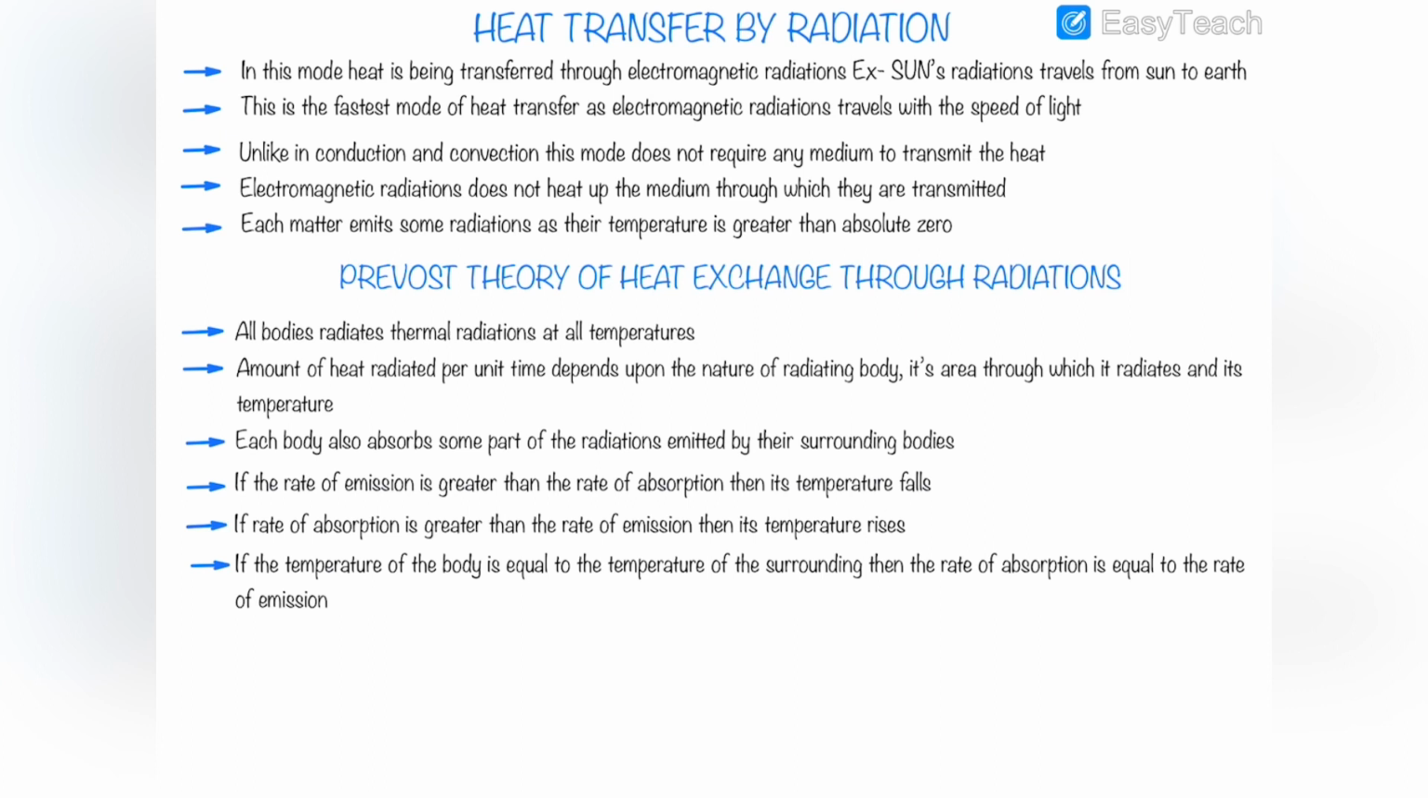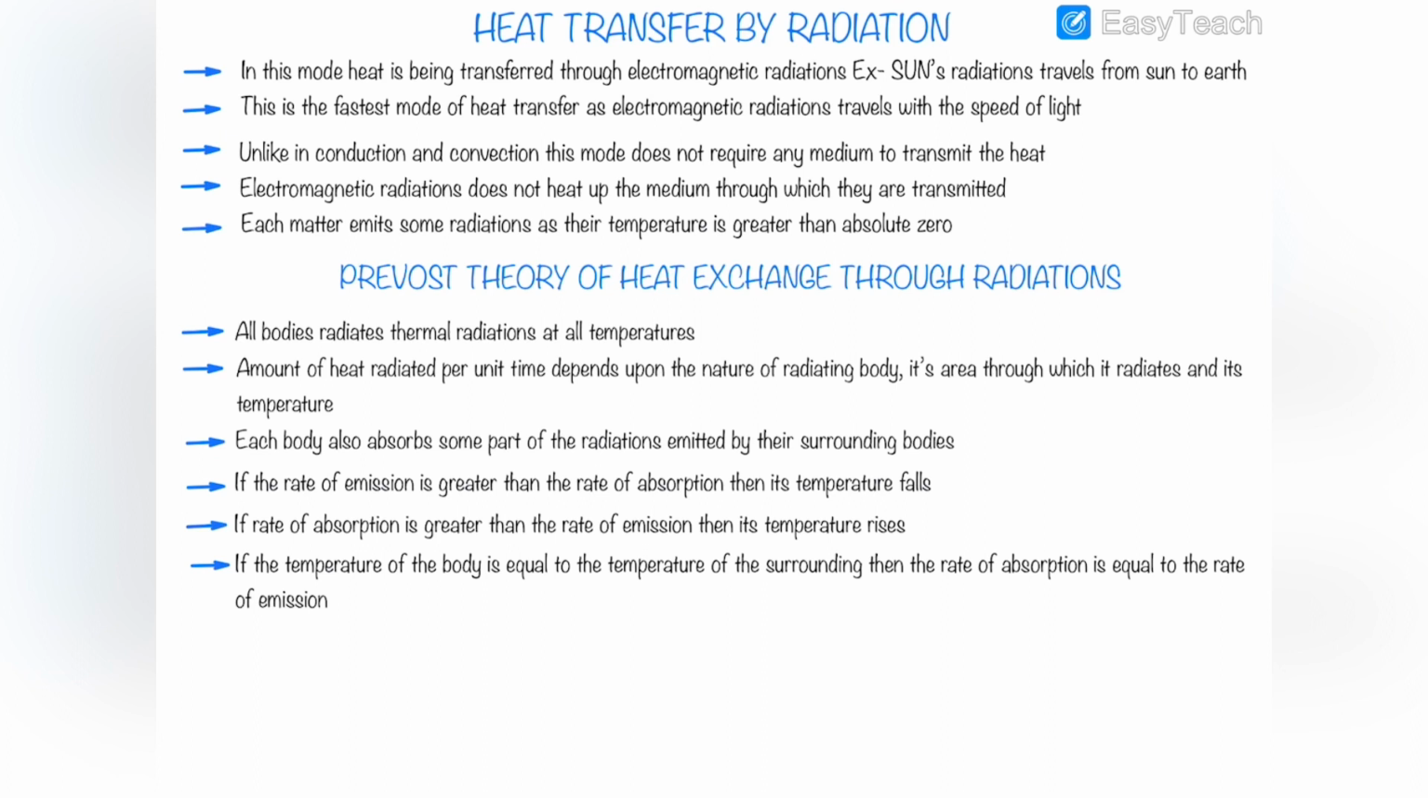Now, to explain heat transfer by radiation, a scientist Prevost presented a theory, or some points on the basis of which this can be explained or understood. So the first important point was that all bodies radiate some thermal radiations. Obviously, the body should have a temperature greater than 0 Kelvin, which all the bodies have.